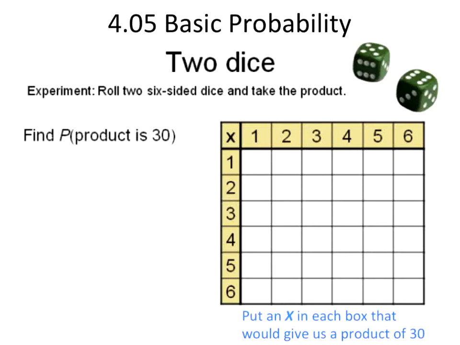Let's try again. So I have a new chart for you. This time I want the probability of having a product that's 30. So use the chart the same way. Can you guys make X's in the chart anywhere you would get a product of 30?